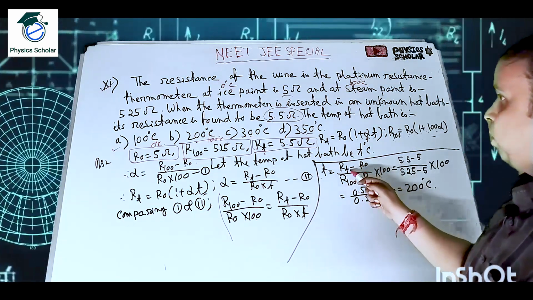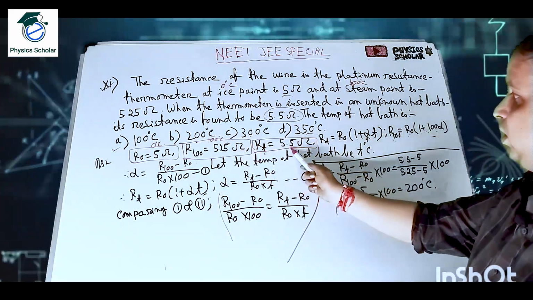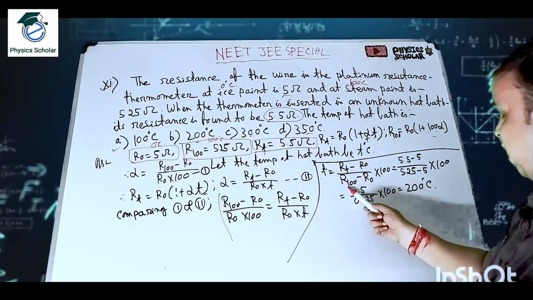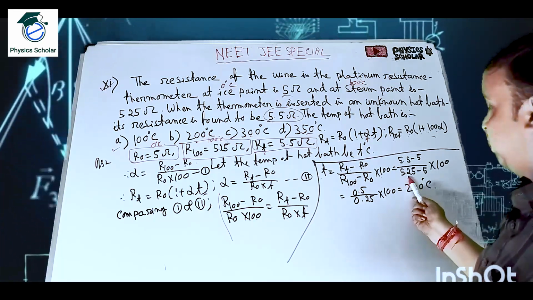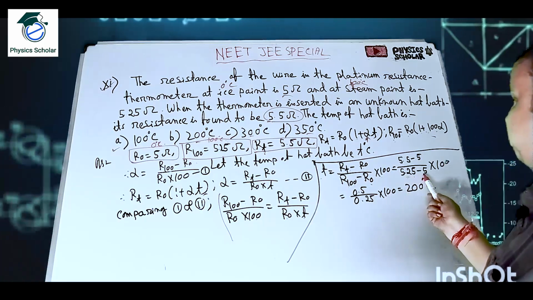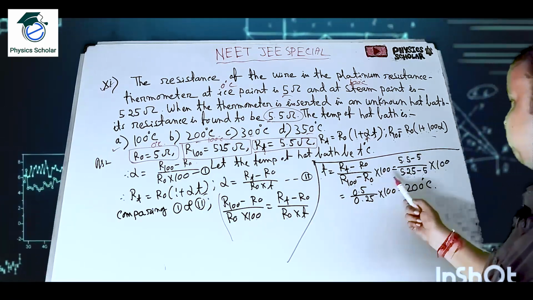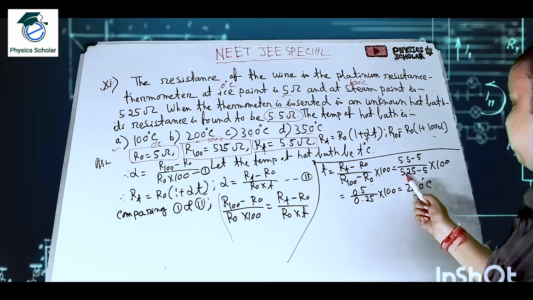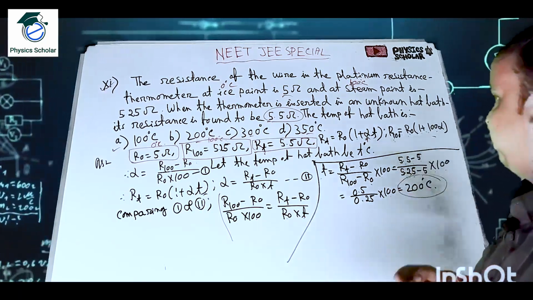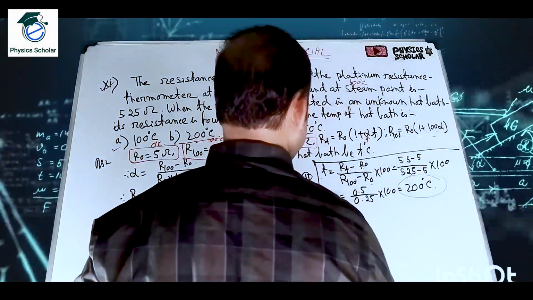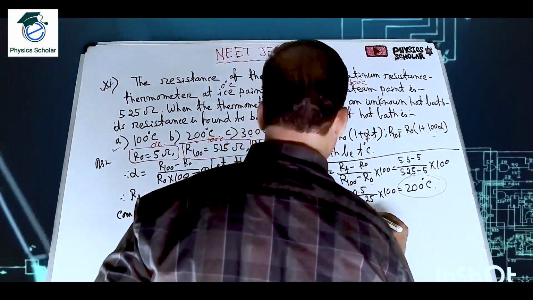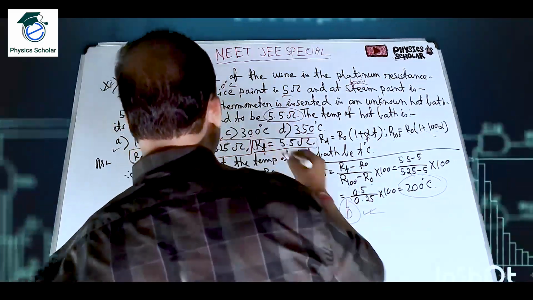Now, the value of RT is 5.5, and R0 is 5. R100, the resistance at 100 degree temperature, is 5.25, minus R0, the resistance at the ice point, which is 5, into 100. It's a very simple calculation now. 5.5 minus 5 is 0.5, and 5.25 minus 5 is 0.25, into 100. So it will be 200 degree centigrade. Option B will be the correct answer.